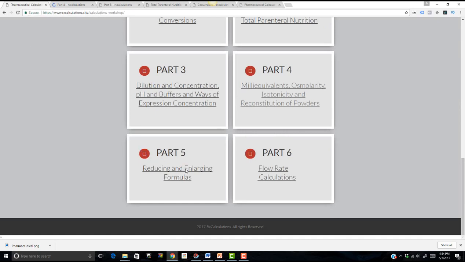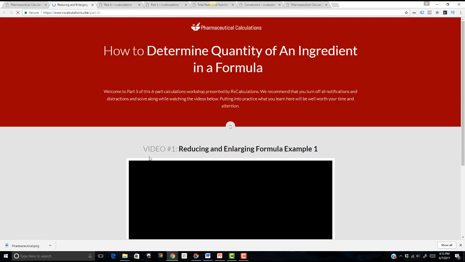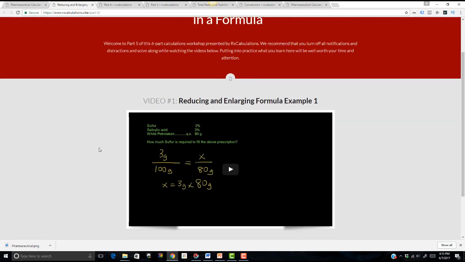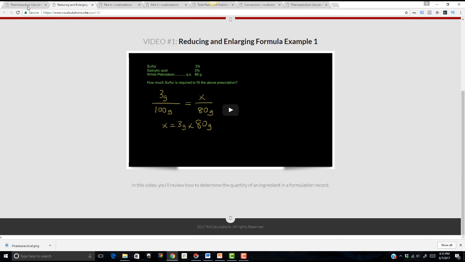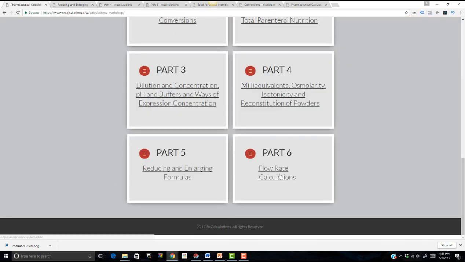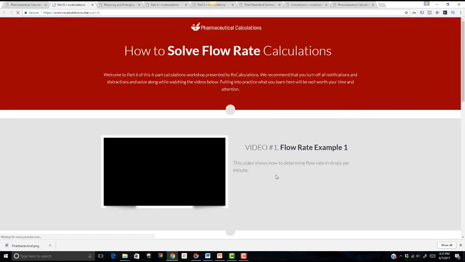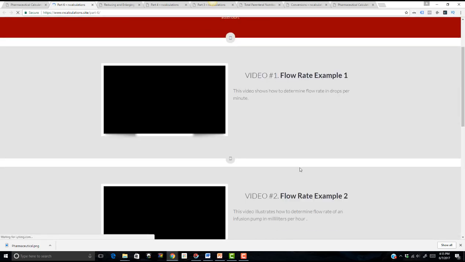Part 5 is really just one question, and it illustrates how you could determine the ingredient of a component in the formulation record. So it falls under the reducing and enlarging of formula. It's fairly simple, but it's also highly important. And then the last part deals with flow rate, which is one of the high frequency calculations topics on the NAPLEX board exams. In this section, we have four very interesting examples on flow rate calculations.